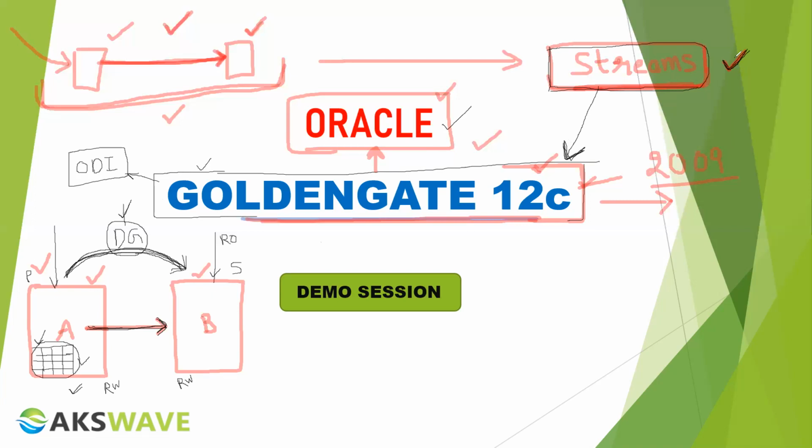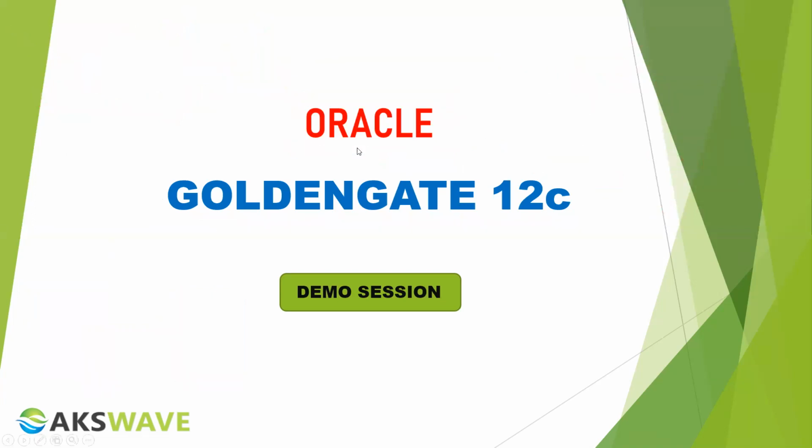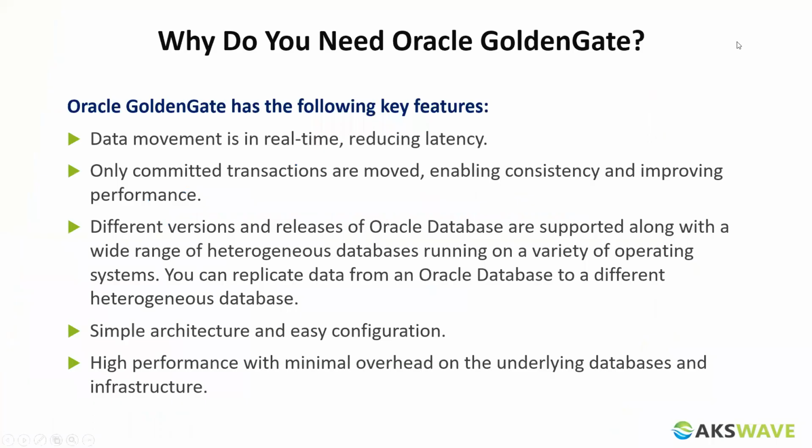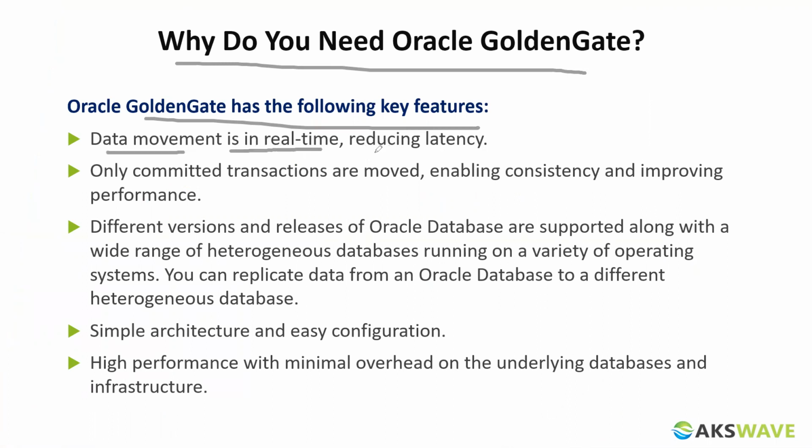So let's see a few things about GoldenGate. We understood level one, which is just the replication part, and I can do replication with GoldenGate. So why do you need Oracle GoldenGate? The main key features are data movement in real time and reducing latency. Latency means the time taken to deliver the data to the other side, and it can be over the network or over the internet.